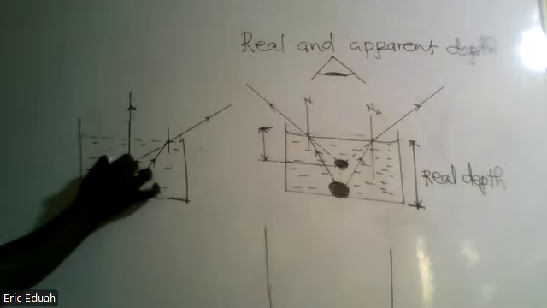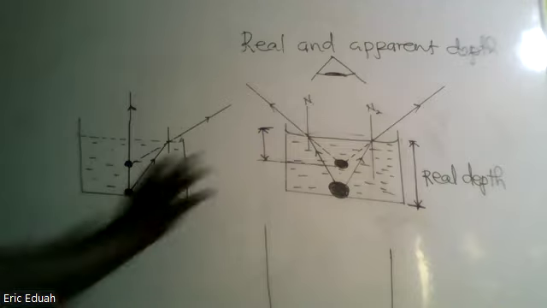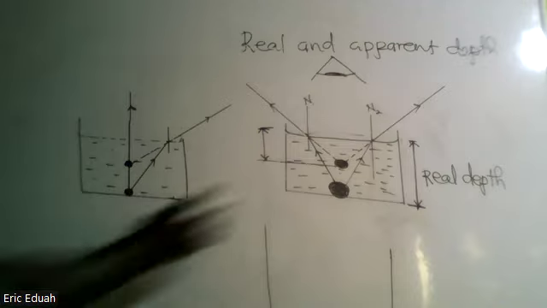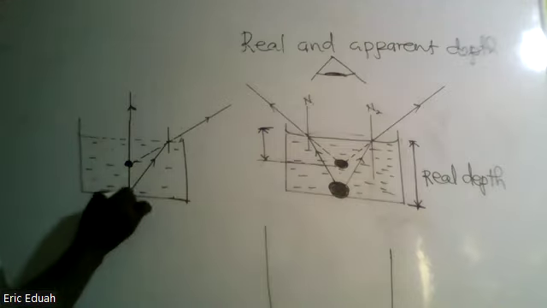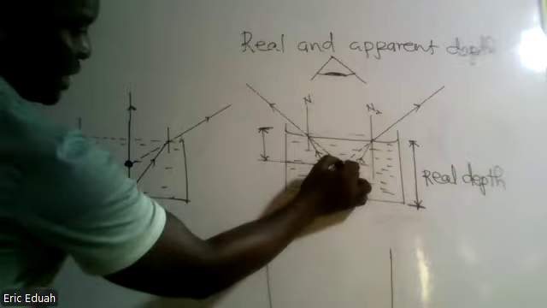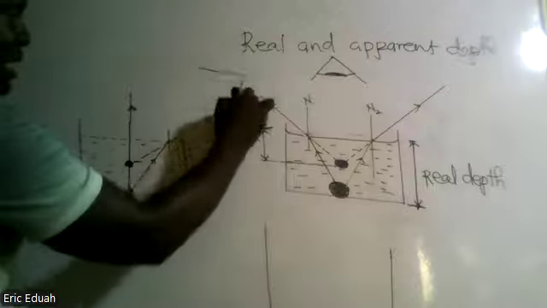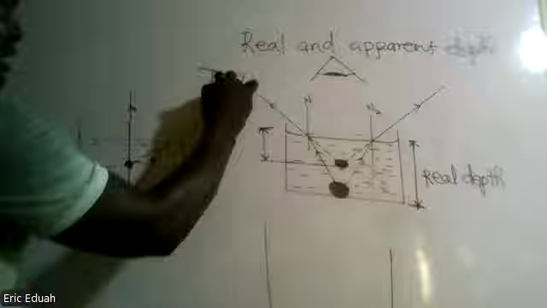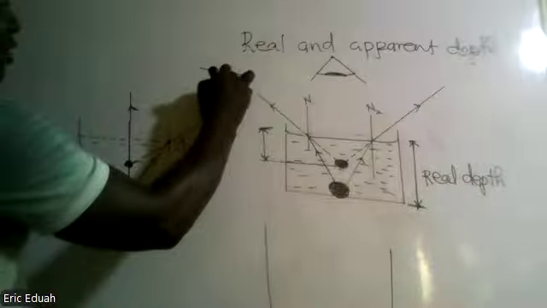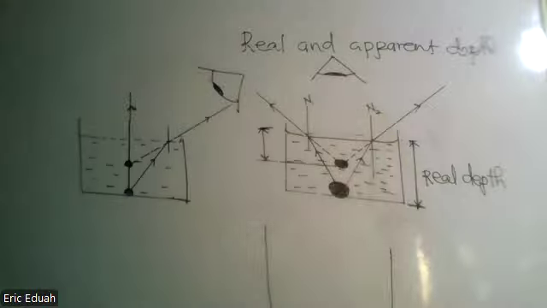So this part becomes the apparent position, the apparent image, just as this one is the real depth. So the object itself and then the image, object, image. Here, the observer is looking at it from one side. So this is the eye of the observer. Over here, the observer is looking at it from the top.